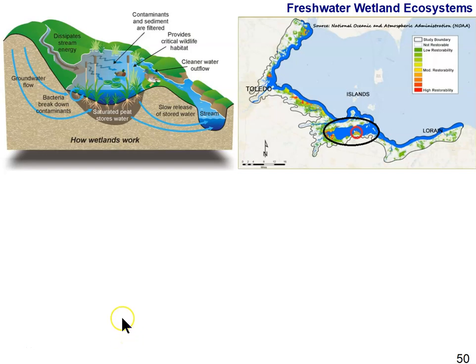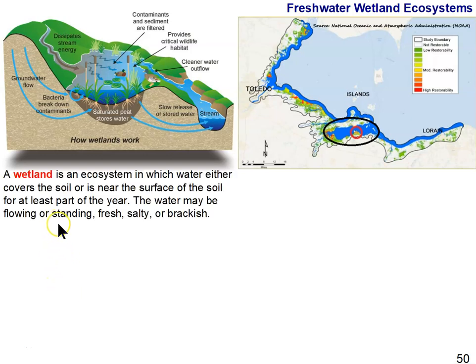We're going to finish up our review of freshwater habitats with wetlands. A wetland is an area where the soil is wet, constantly wet for at least part of the year. So that might have flowing water through it. It might be standing water. It might be fresh, salty, or brackish.